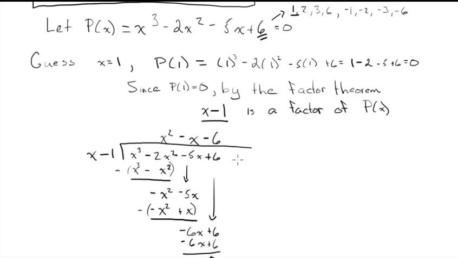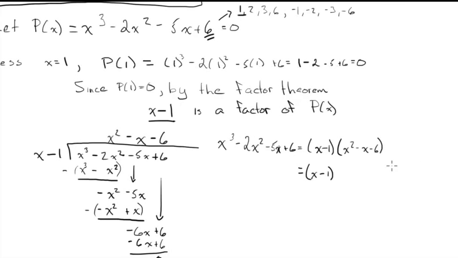That's good. It better be 0 if this is a factor, which we said it was. So we know that x cubed minus 2x squared minus 5x plus 6 is equal to x minus 1 times the quotient, x squared minus x minus 6. So now we want to factor this thing as much as possible. So we know one factor is x minus 1, and now we can just factor this using quadratic factoring, simple trinomial factoring.